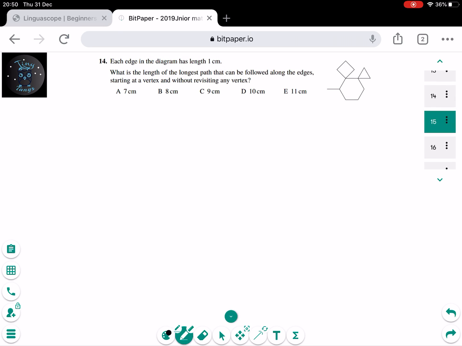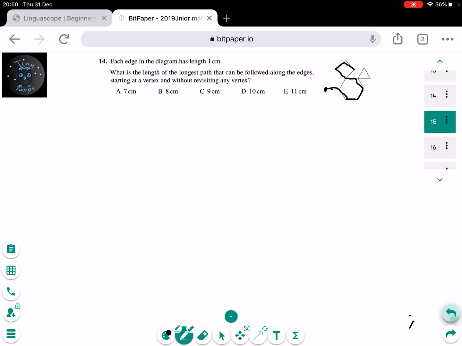For the next question, we're told that each length is 1 centimetre. So what I did for this question was that I tried from this point, which wouldn't really work as it wouldn't be the longest, and it would trap itself somehow, and the highest here would be 1, 2, 3, 4, 5, 6, 7, 8, 9. So the highest would be 9.